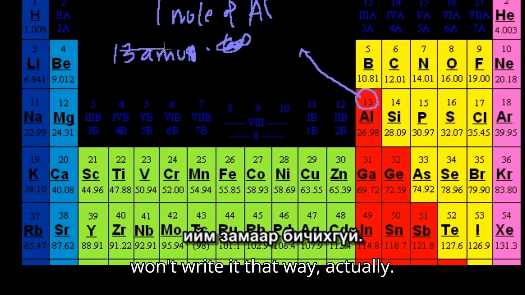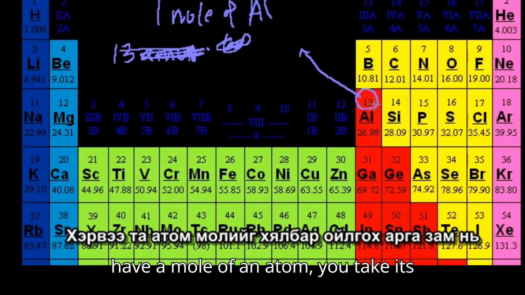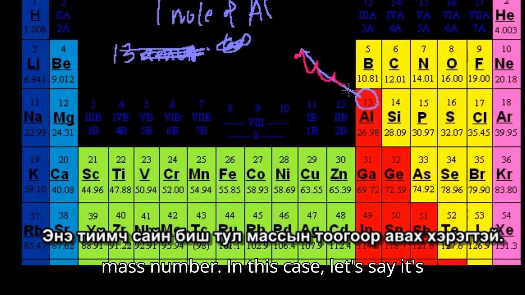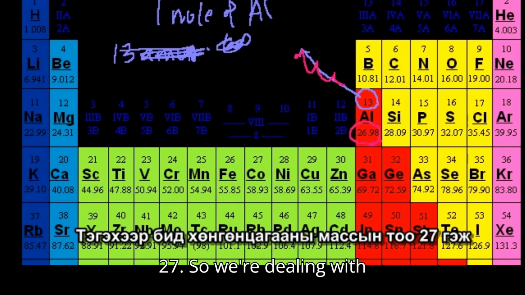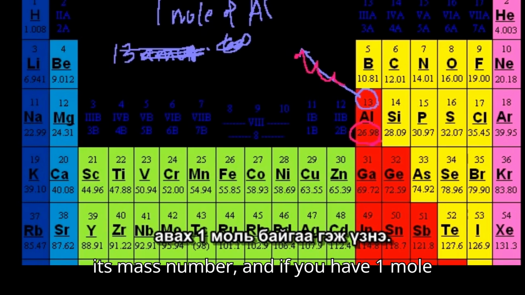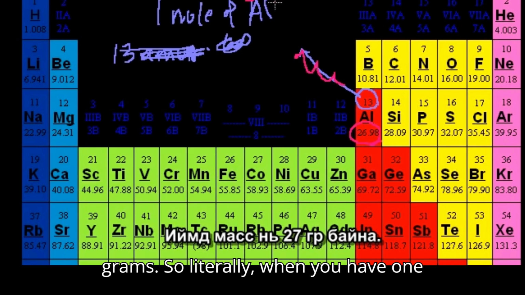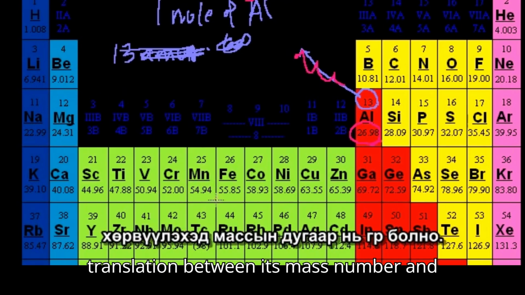Well, I won't write it that way, actually. That'll probably just confuse you. The easy way to think about it is if you have a mole of an atom, you take its mass. Actually, I was taking its atomic number. That's not good. You take its mass number. In this case, let's say it's 27. So we're dealing with aluminum 27. You take its mass number, and if you have 1 mole of it, then the mass of that will be 27 grams.